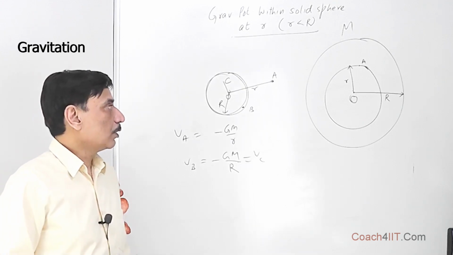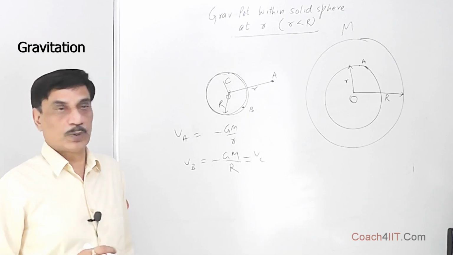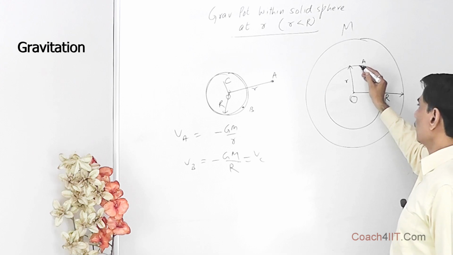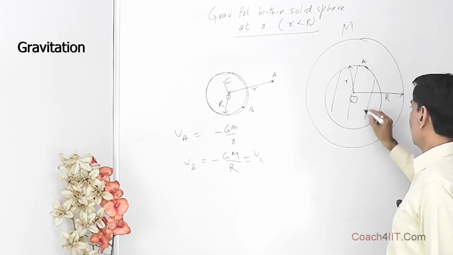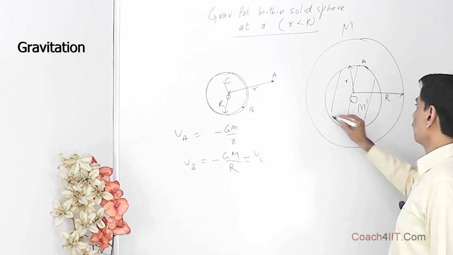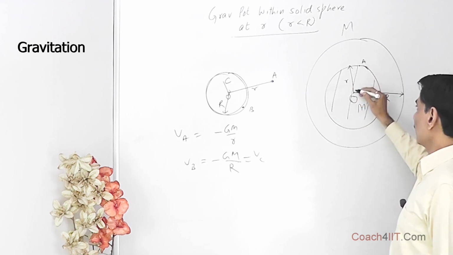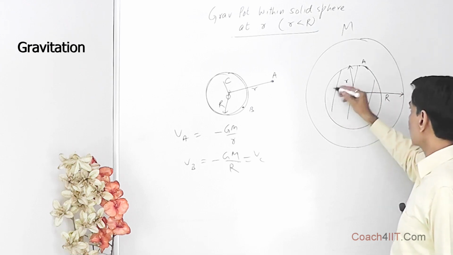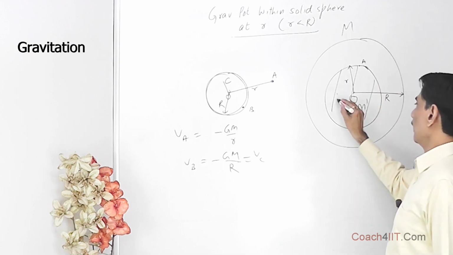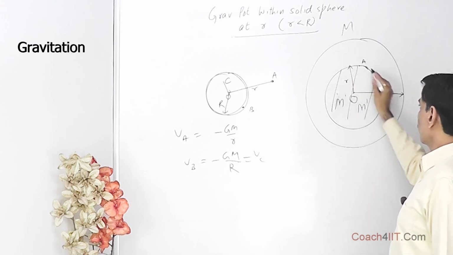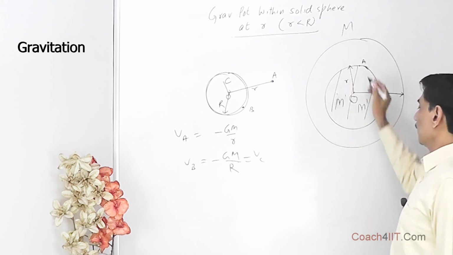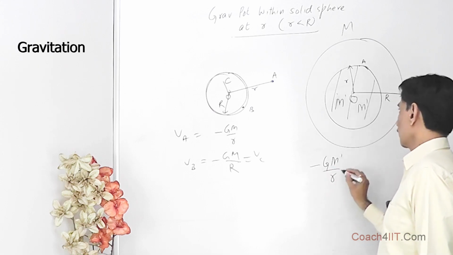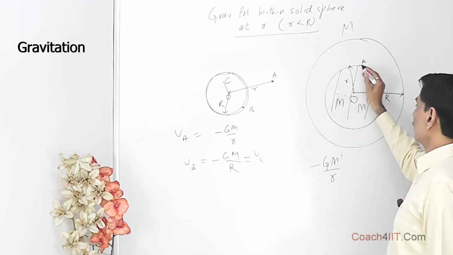So here we have to find the gravitational potential at a distance r. One contribution is the gravitational potential because of this inner mass. Let's call it m dash. This is a sphere of radius r, and we can easily find the gravitational potential at its surface because of this mass. Because of this, at this surface the gravitational potential is going to be minus G m dash upon r. The contribution of this is done.